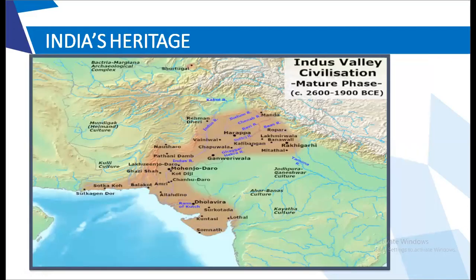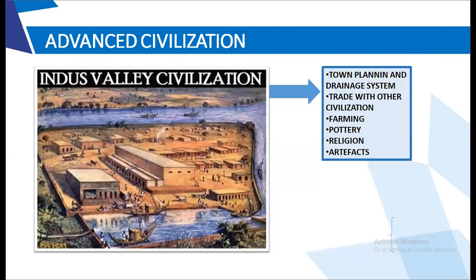As we all know, India has a rich heritage. In fact, right from the primitive times, if we look at, India was very advanced. The advanced civilization known as the Indus Valley Civilization or the Harappan civilization was on the lands of India. Mohenjo-daro and Harappa being the major towns, it was spread on the belt of Indus Valley, Indus River, and this civilization is known to the world for its town planning and drainage system.